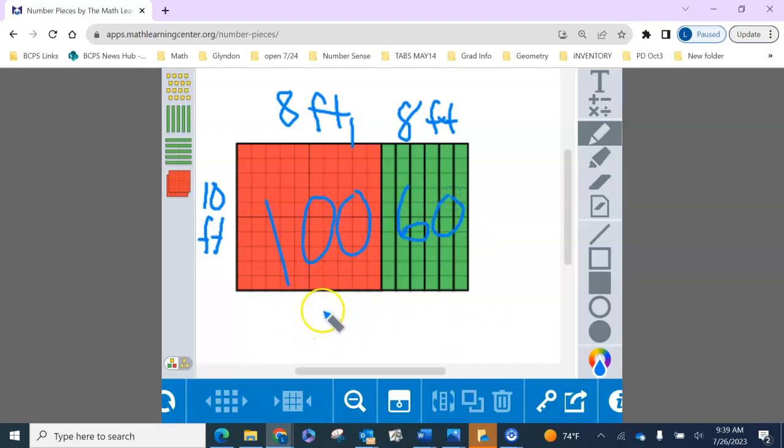So I can see that 100 plus 60 is 160 square feet. Nice app to help us find area.